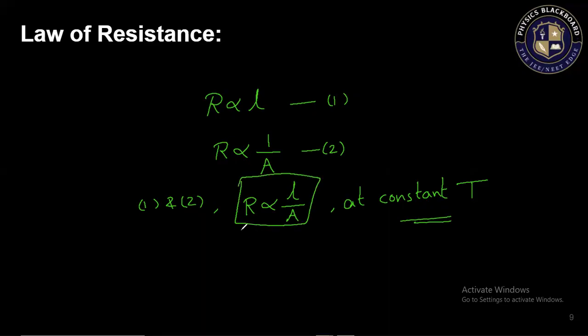Now from this expression, R is the resistance, L is the length of the resistor, A is the area of cross section of the resistor. Resistance is directly proportional to the length of the resistor and is inversely proportional to the area of cross section of the resistor at constant temperature. We call this statement the law of resistance. Okay.